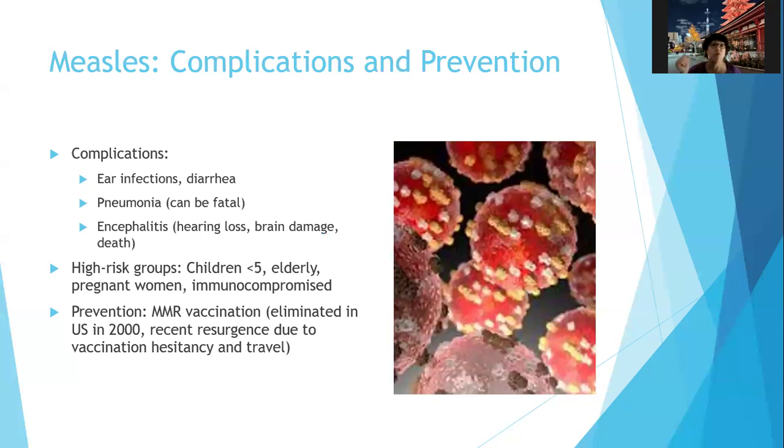You can also have complications of ear infections, diarrhea, pneumonia. That's what usually kills you with measles, and encephalitis, which causes hearing loss, brain damage, and death. High risk groups are children under 5, elderly people, pregnant women, and immunocompromised individuals. So the MMR, get it, just get it.